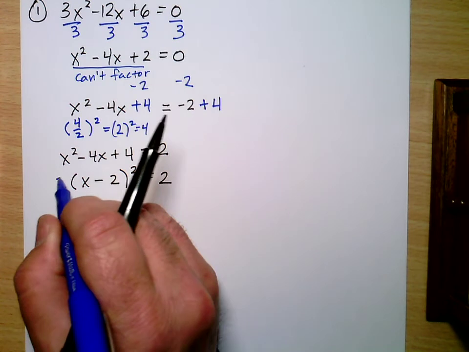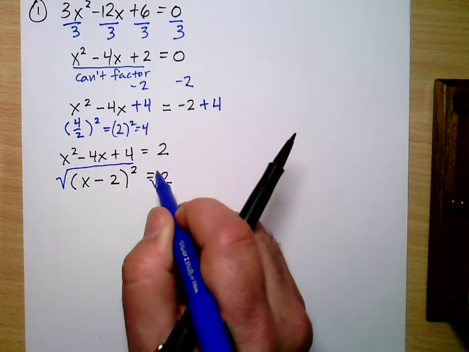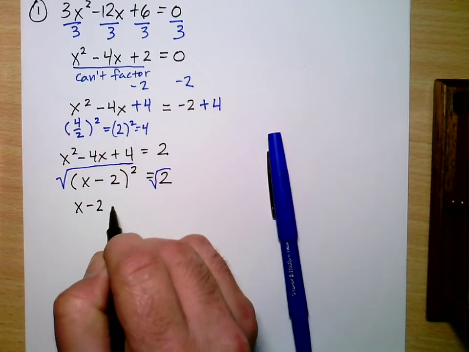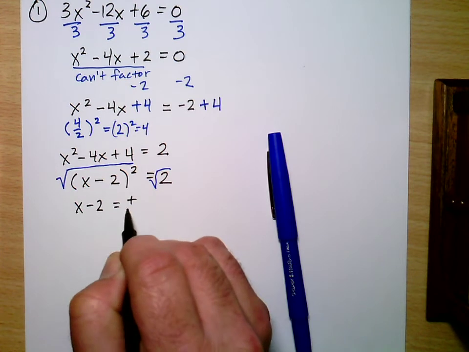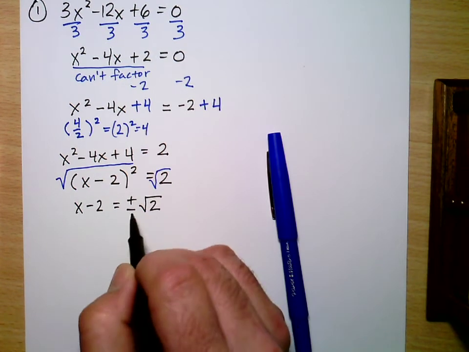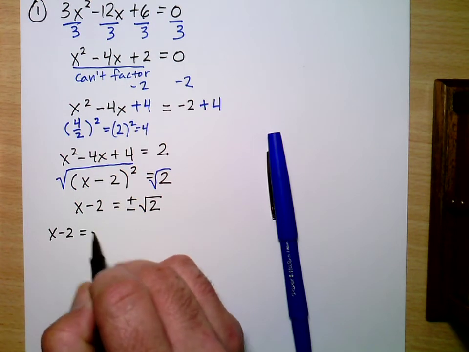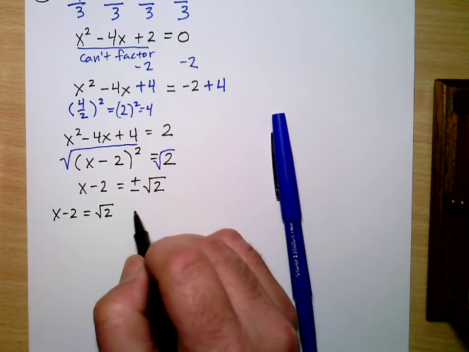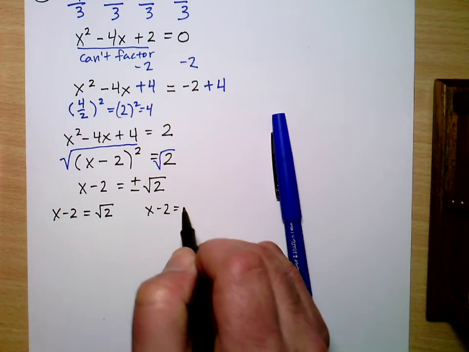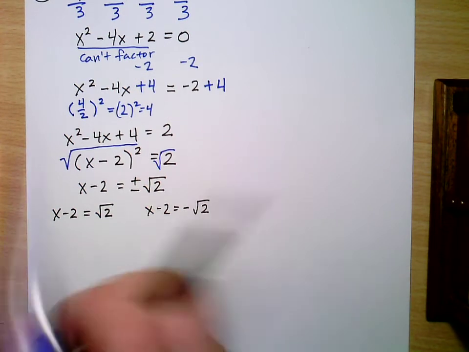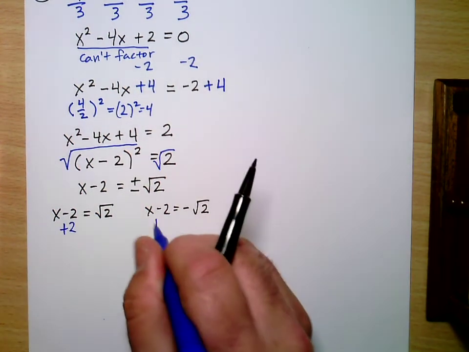Now it goes back to solving by taking square roots. So that gives me x minus 2 equals the positive or negative square root of 2. So we're going to set this up: x minus 2 equals the square root of 2, and x minus 2 equals the negative square root of 2. And we're going to add 2 to both sides. I'll do it on both equations here.